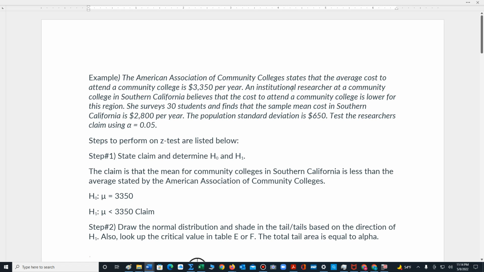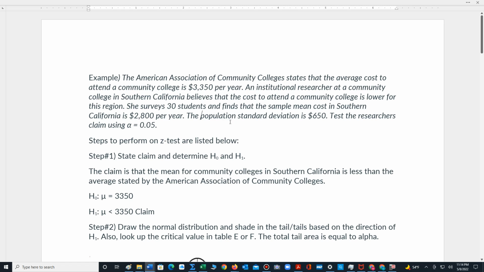An institutional researcher at a community college in Southern California believes that the cost to attend a community college is lower for this region. She surveys 30 students and finds that the sample mean cost in Southern California is $2,800 per year. The population standard deviation is 650. Test the researcher's claim. Alpha is 0.05.